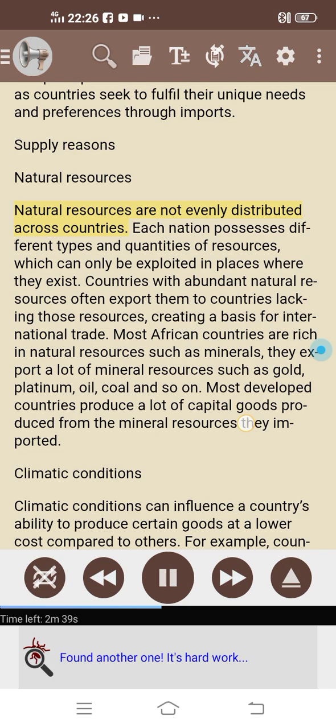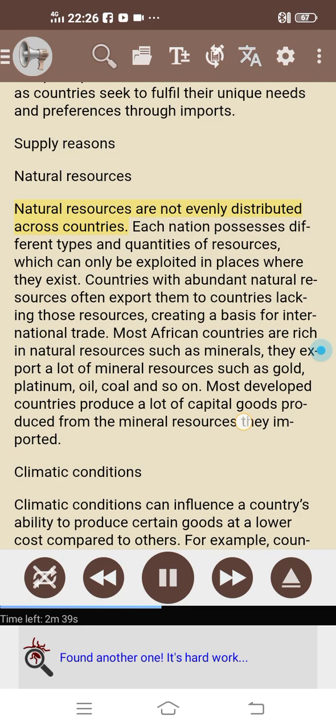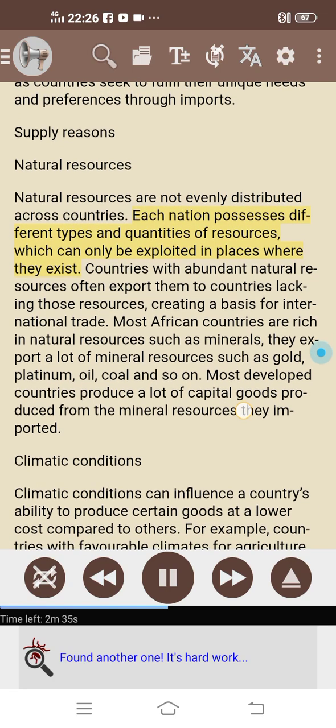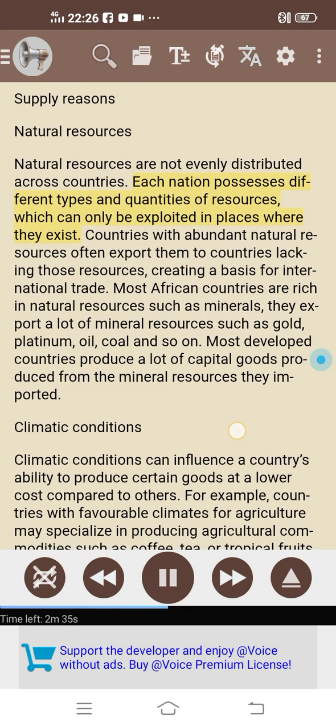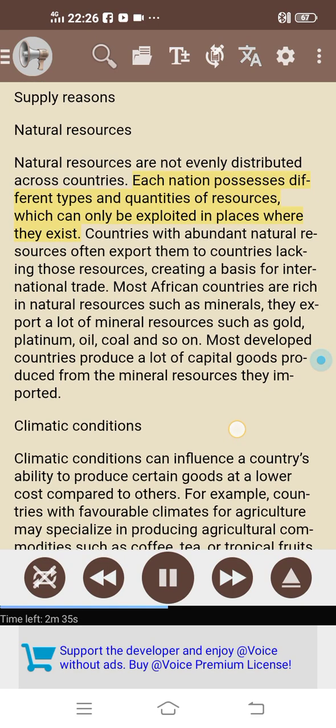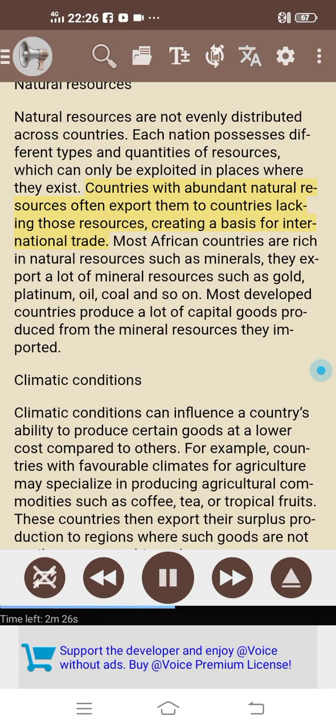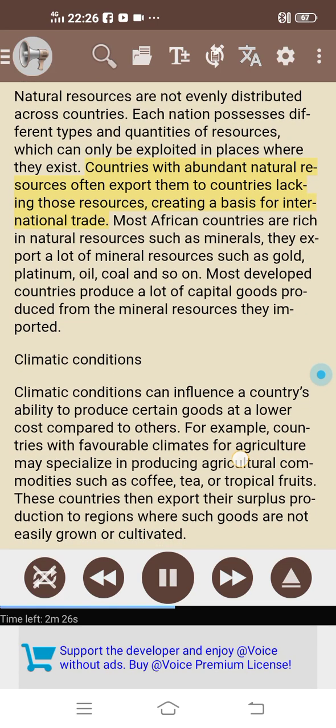Supply reasons. Natural resources. Natural resources are not evenly distributed across countries. Each nation possesses different types and quantities of resources, which can only be exploited in places where they exist. Countries with abundant natural resources often export them to countries lacking those resources, creating a basis for international trade.